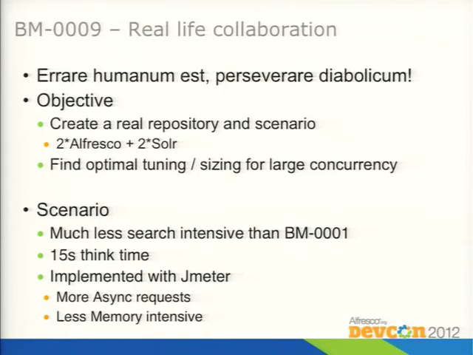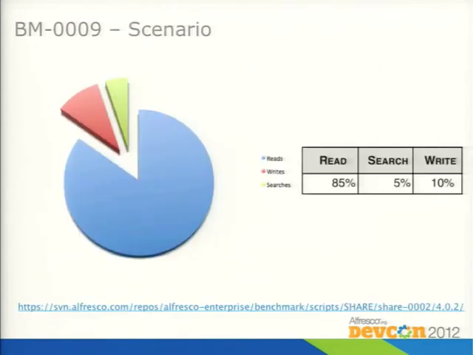The other thing is we tried to create an infrastructure and architecture which is more real life. Obviously, 4 Alfrescos and 4 Solrs is not really the typical deal. It's quite a high-end deal. So in this case, we decided to get 2 Alfrescos and 2 Solrs and see the max we could do with that. A little bit less think time, 15 seconds this time instead of 10, and much less search intensive than BM001. So this is a more realistic scenario. In terms of commercial benchmarks, we normally work with 80% reads, 20% writes, which is already quite a write-intensive scenario. So this basically has 10% writes, 5% searches, and a large amount of read operations, as a collaboration platform typically is about.